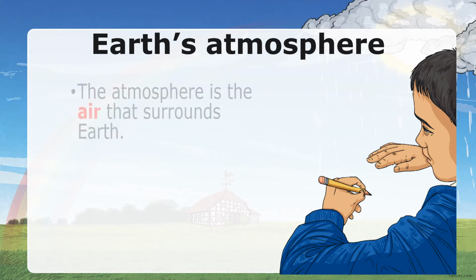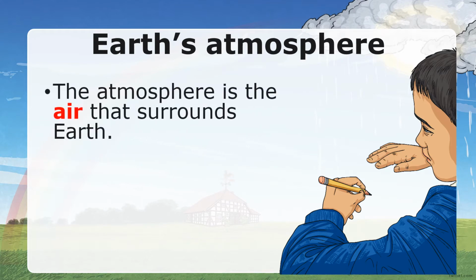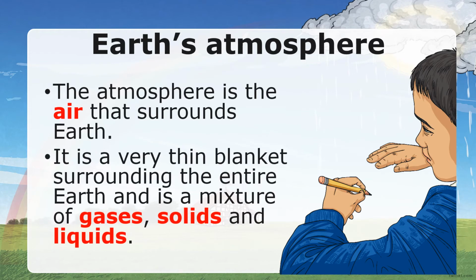Earth's atmosphere. The atmosphere is the gas that surrounds Earth. It is a very thin blanket surrounding the entire Earth and is a mixture of gases, solids, and liquids.